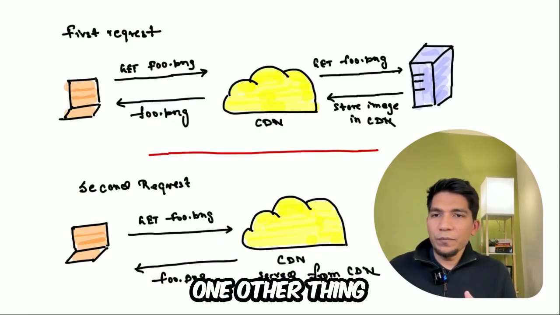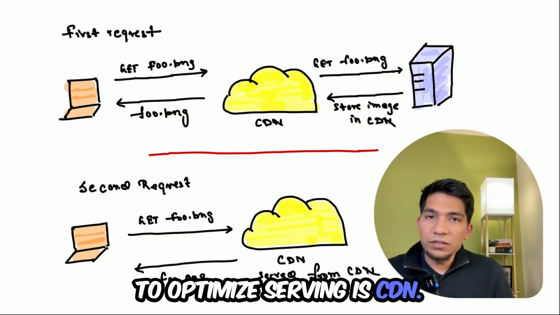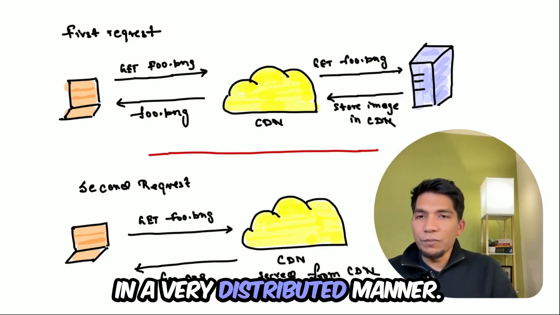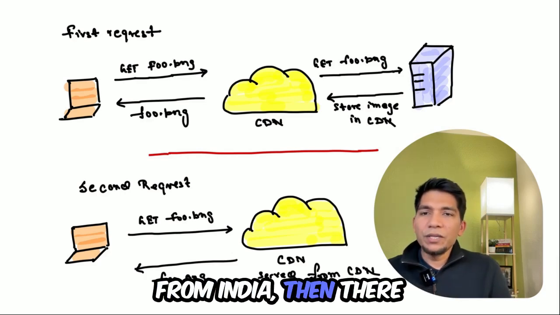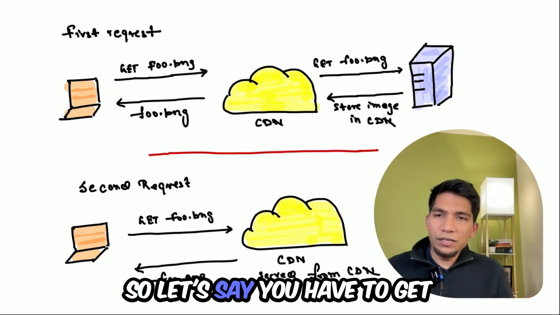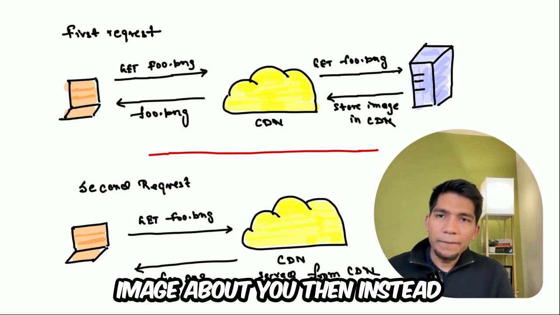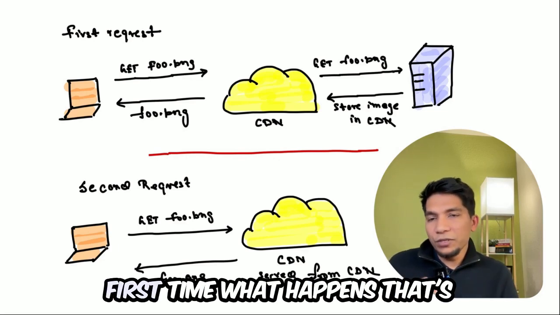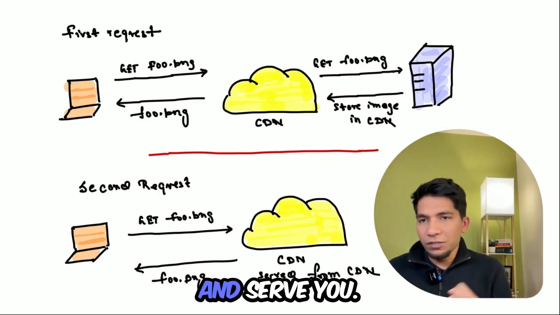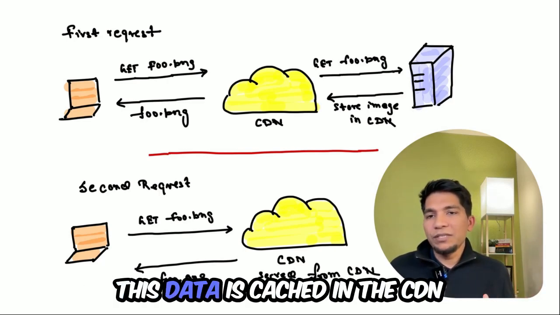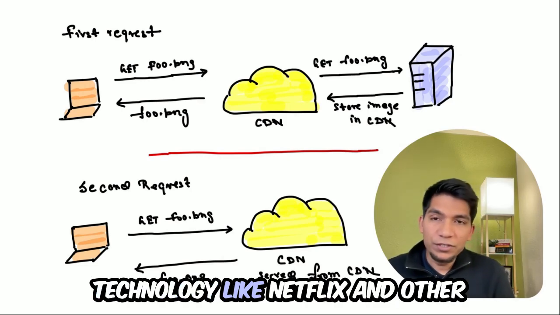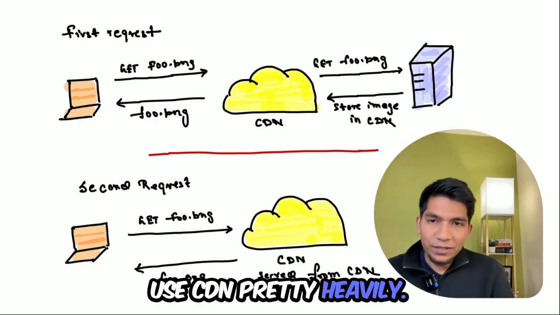One other thing to optimize serving is a CDN. So CDNs are servers located in a distributed manner. So let's say I'm querying something from India, then there will be a CDN server from Mumbai that will serve me the data. So let's say you have to get an image about you. The first time you query, the CDN will go to the origin, which is the original server, and get the data and serve you. But from the next time onward, this data is cached in the CDN and served from the cache. CDN is a pretty powerful technology, like Netflix and others use CDN pretty heavily.